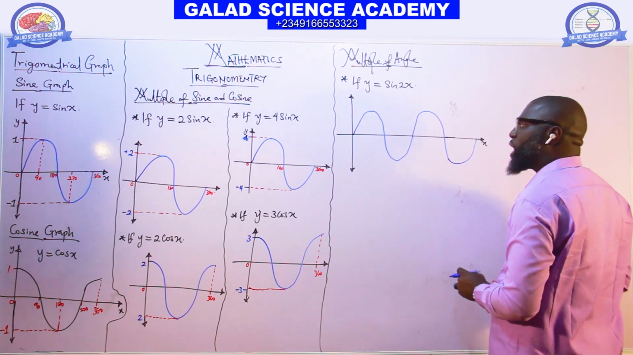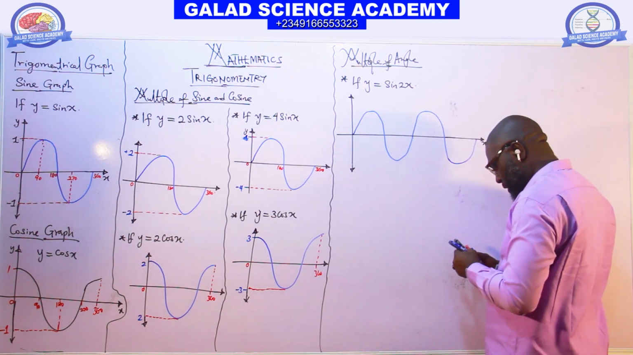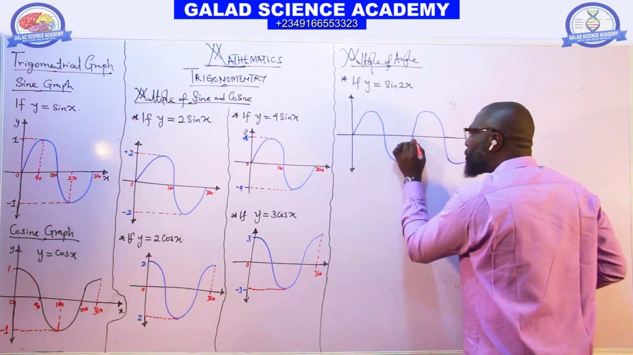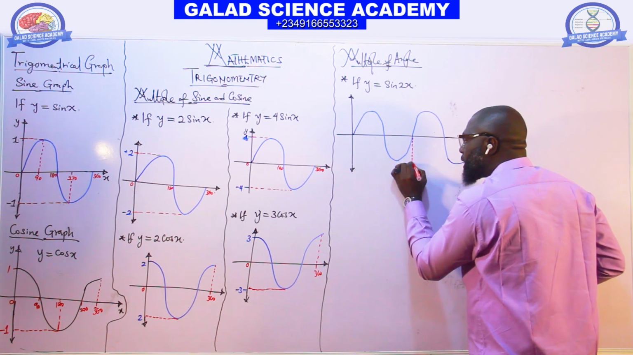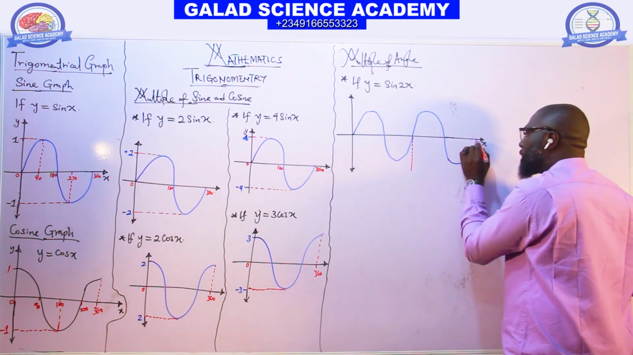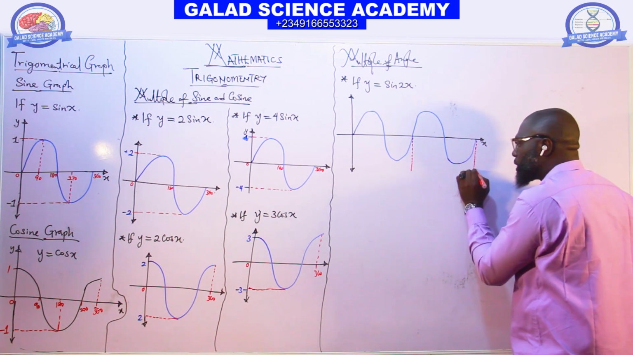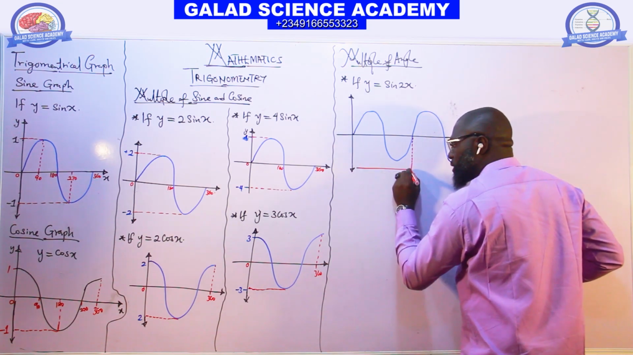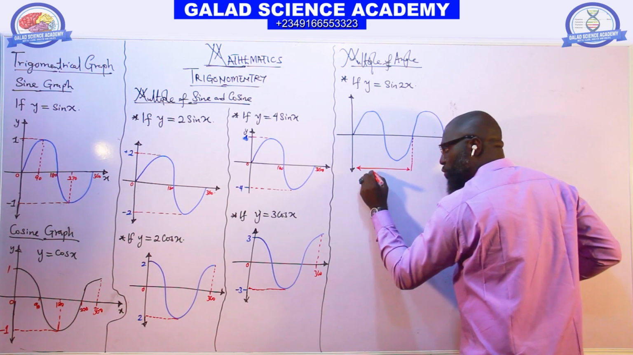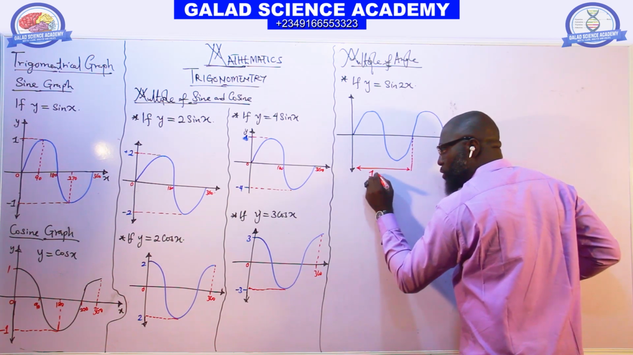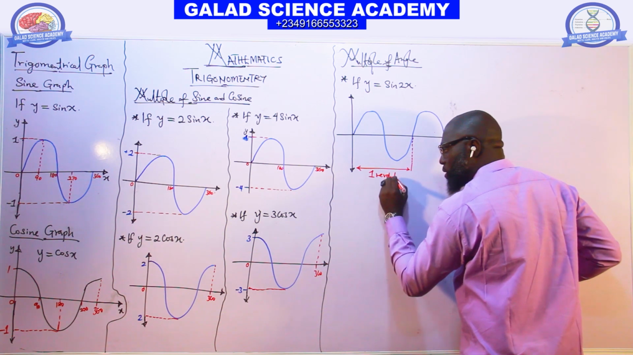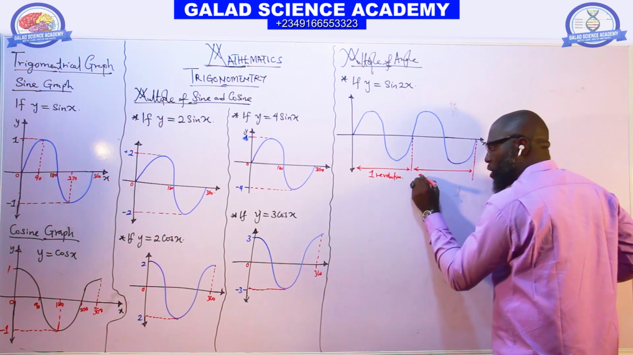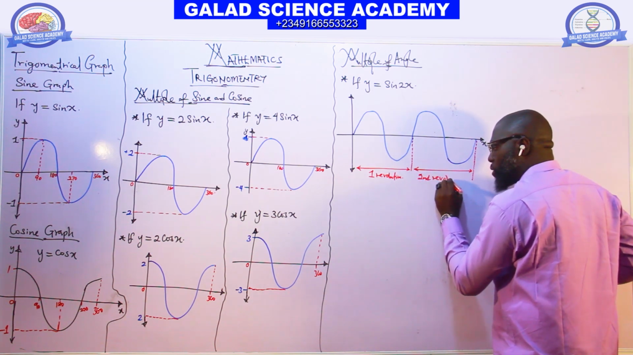Good. So look at this graph now. From here up to this point, this is the first revolution. This is the second revolution. So here we have the first revolution, and here we have the second revolution.